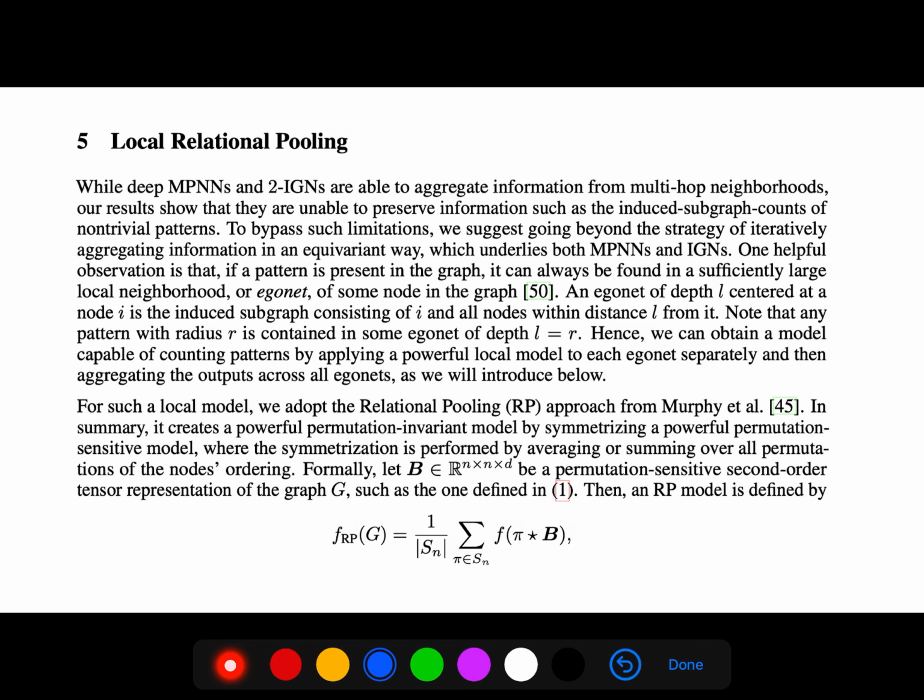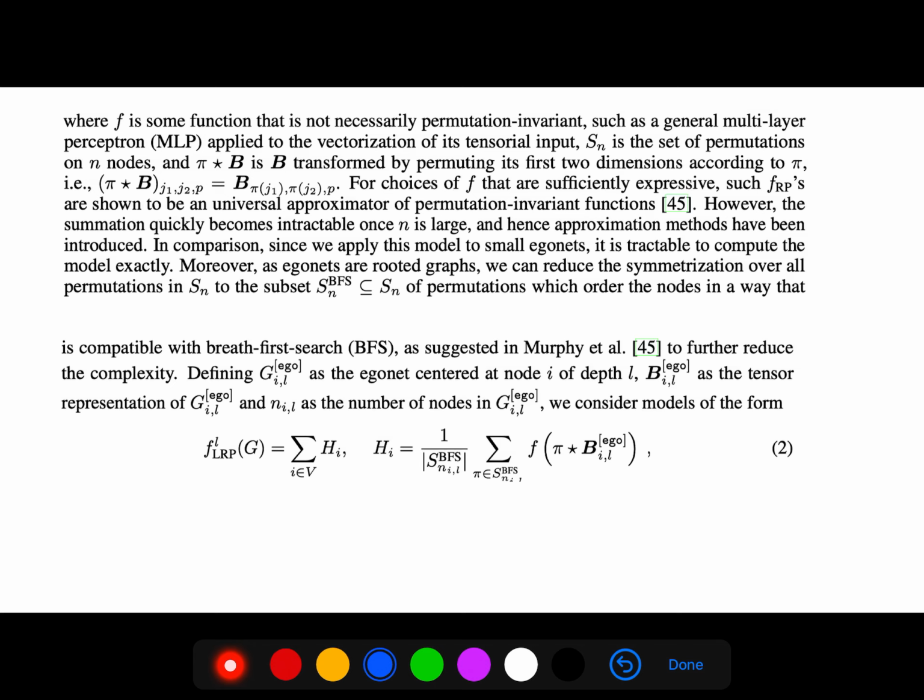So let this be the permutation-sensitive second-order tensor representation of graph G. Now, the relational pooling is defined like this. F is some function that is not necessarily permutation invariant. And B is transformed by permuting its two dimensions according to pi. And the summation quickly becomes intractable once n is large.